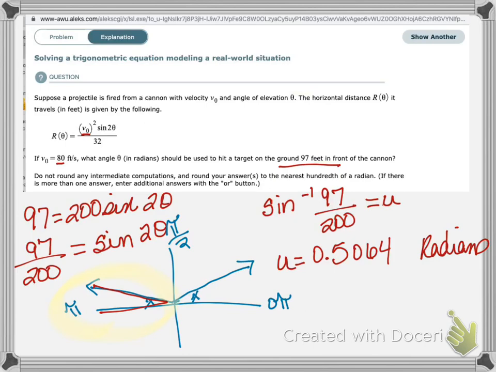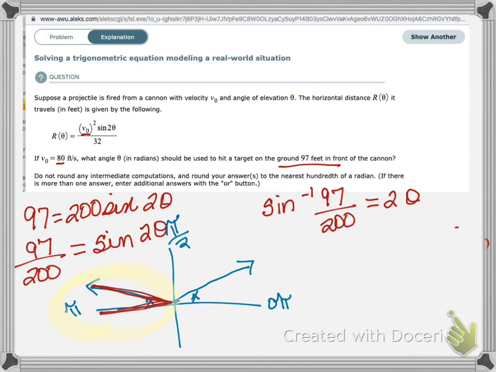So I'm going to put my 2 theta back. So I have the inverse of sine, 97 over 200, and that is going to equal my 2 theta. So I can put that 2 theta back. But I've also got to deal with this angle right there.